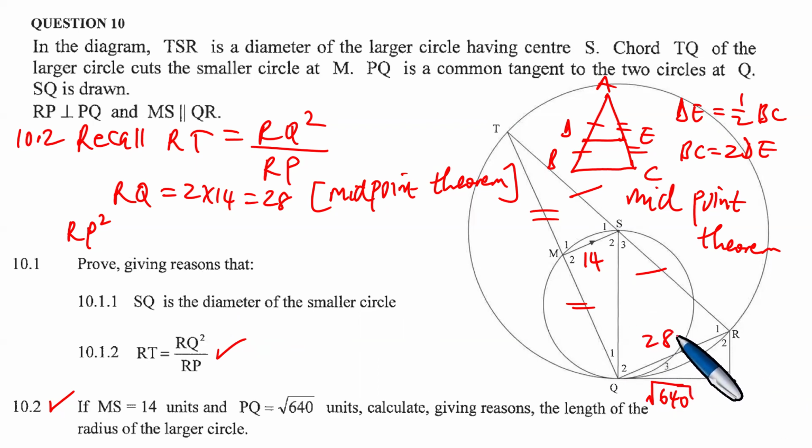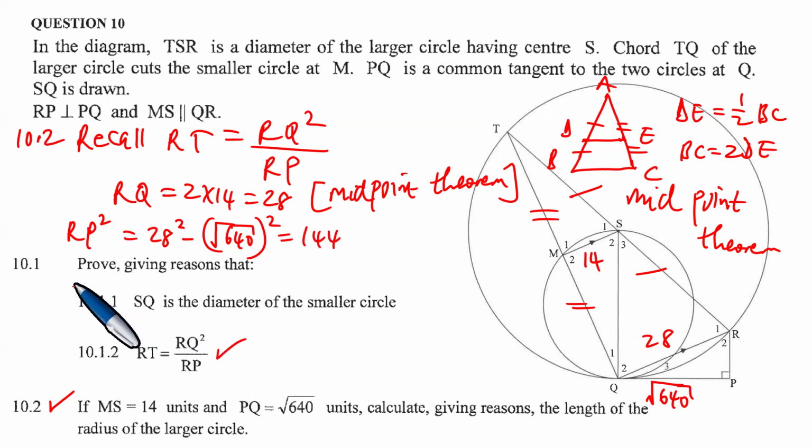We square the hypotenuse and subtract the other side. So we have 28 squared minus the square root of 640 squared, and therefore the result, if you subtract everything, is 144. So RP is the square root of 144, which is equal to 12 units.